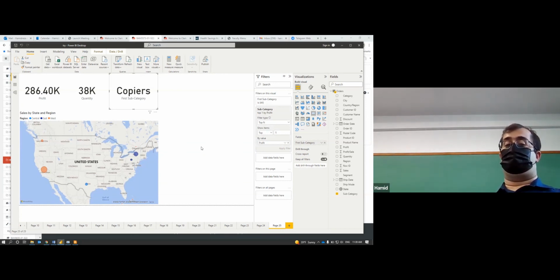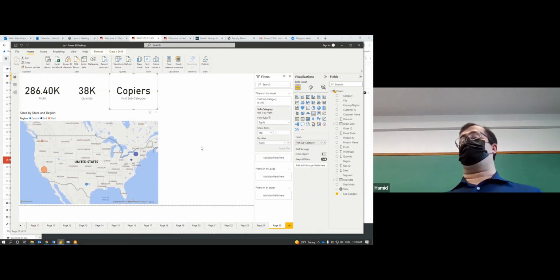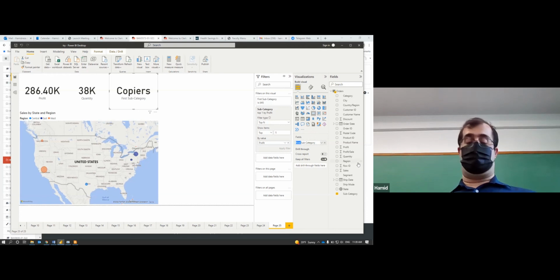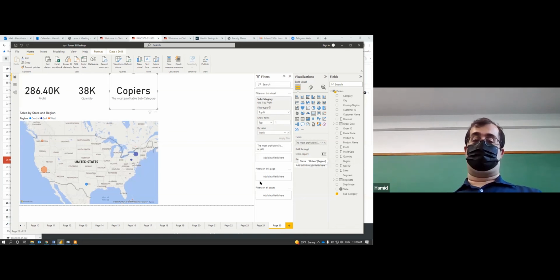Having the name of first subcategory is not that intuitive. You can rename it. So under build visual, take your mouse over first subcategory, right click and rename it. Instead of first subcategory, I rename it the most profitable subcategory.